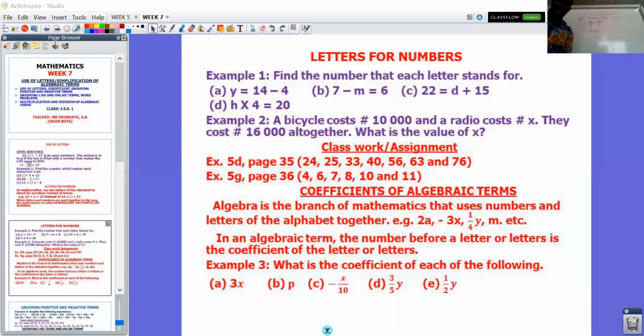So look, can you see now? It's clear now. It's clearer now.